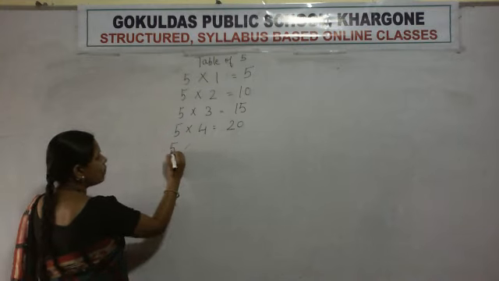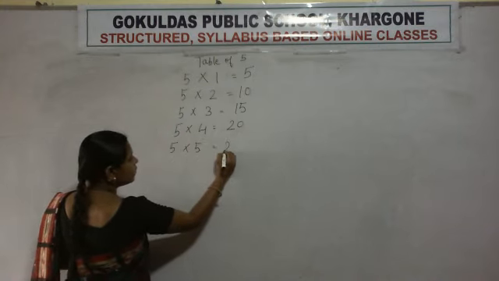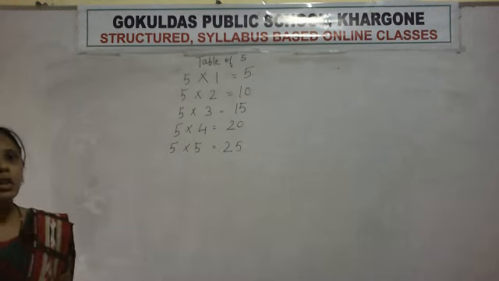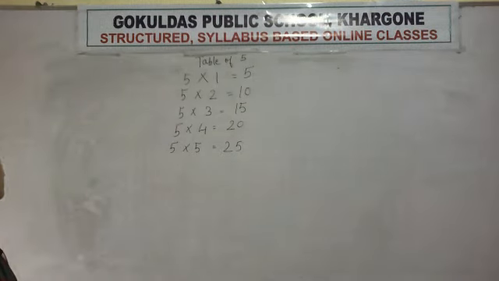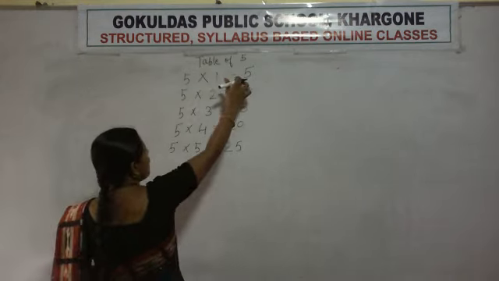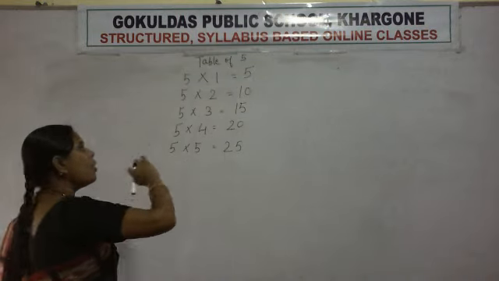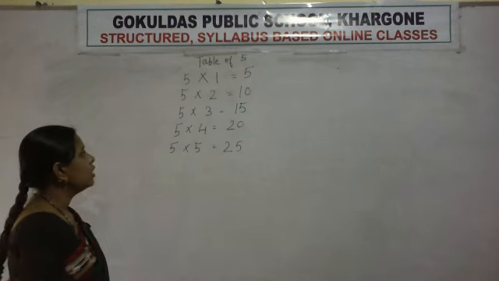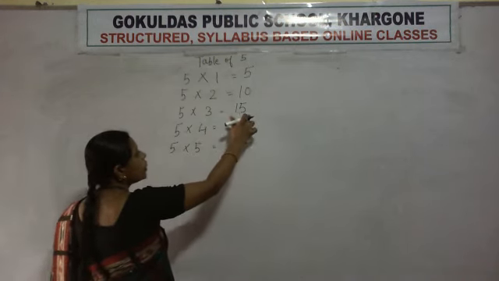Next, 5 fives are 25. All are writing the table of 5 with me? Yes. 5 fives are 25. Again repeat. 5 ones are 5. 5 twos are 10. Repeat after me. 5 threes are 15.